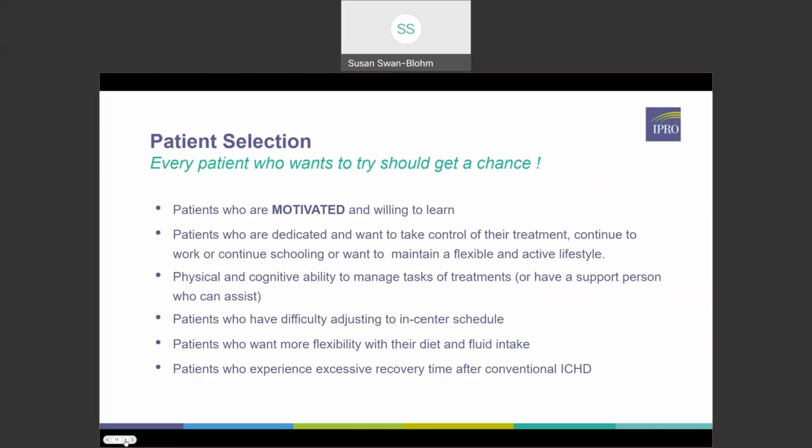Often the patient who is acting out or non-compliant in an in-center setting may thrive at home once regaining control of his or her life. Let's review a few case studies which may help you understand the importance of expanding your patient selection criteria and looking for creative solutions to transitioning more patients home.